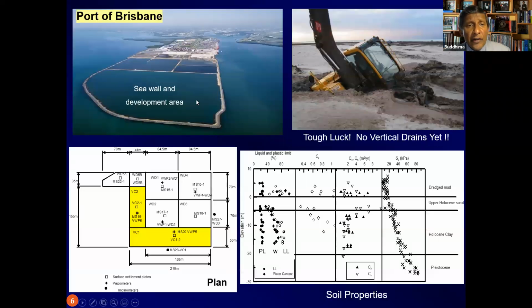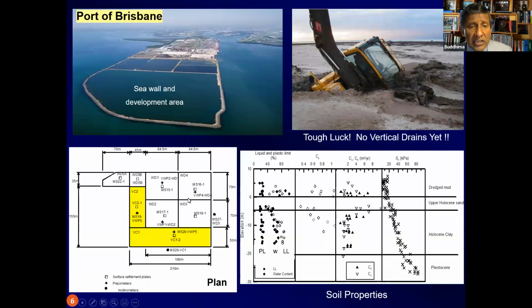So here is the area that required development in Port of Brisbane. And here is an interesting picture: the machinery cannot simply travel or even rest on very soft materials that have not been consolidated and strengthened. So this is dredged mud where the bearing capacity is extremely weak, and as a result you can get significant damage to equipment like this if you are not careful.